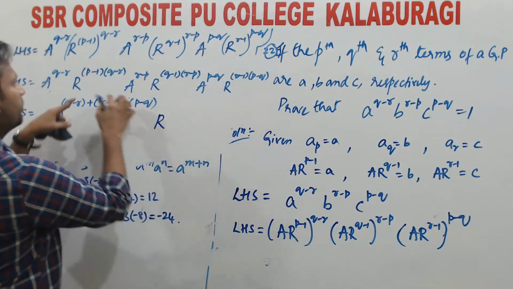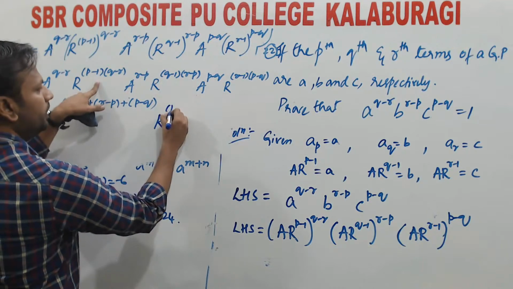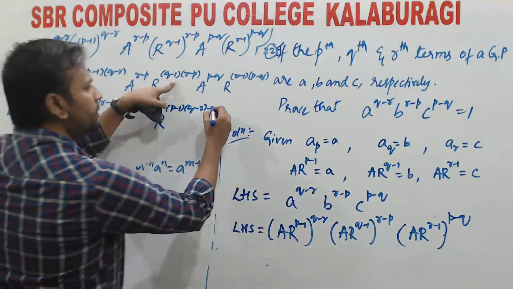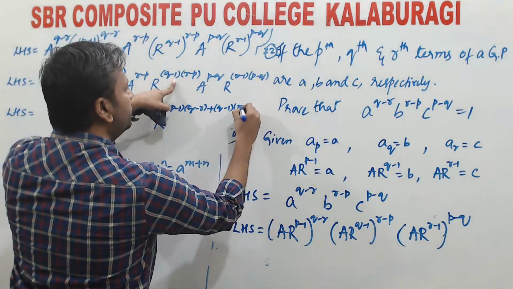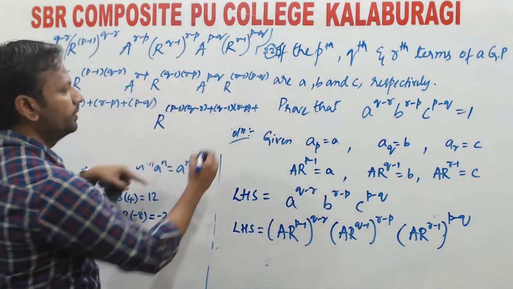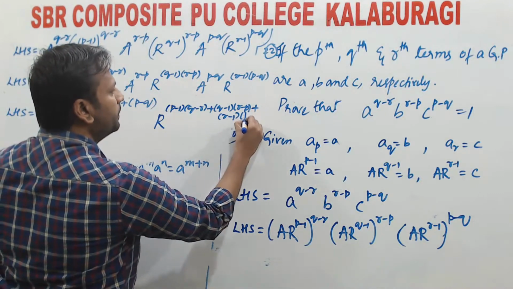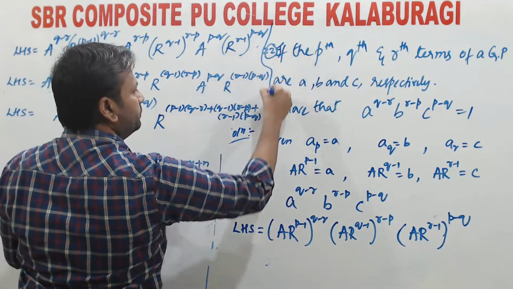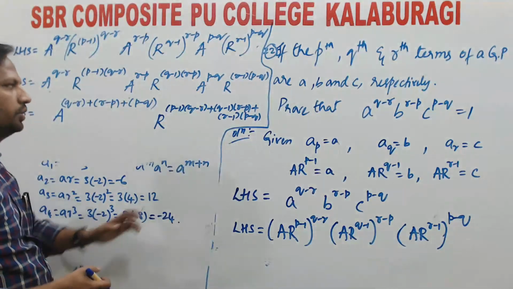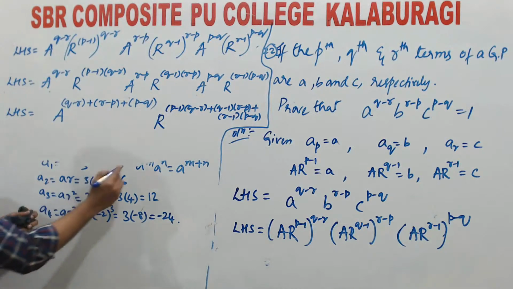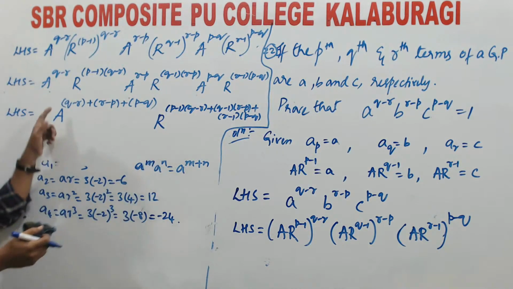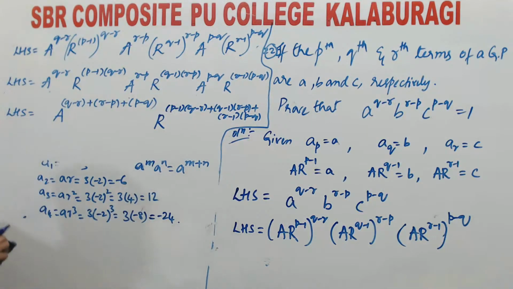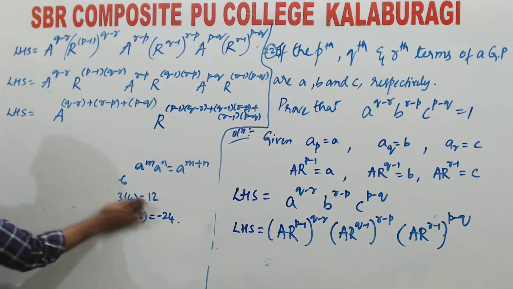So r to the power. What is the power now? This one: p minus 1 into q minus r, plus, I should add this also, q minus 1 into r minus p, plus this one, r minus 1 into p minus q. Okay. So what have I used here? I have used the laws of indices. R base is same. I have added the powers. That's all. Okay. Now let us do the simplification.